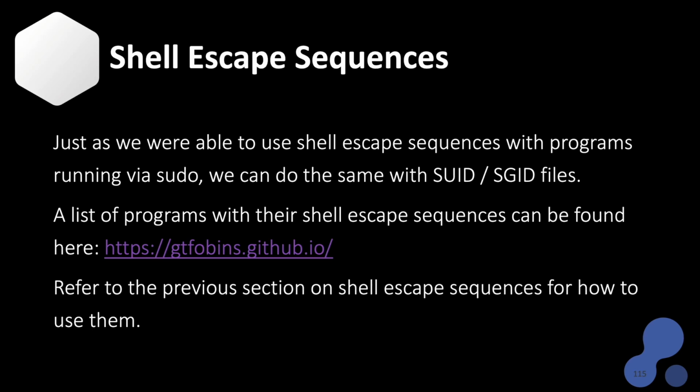Just as we were able to use shell escape sequences with programs running via sudo, we can do the same with SUID and SGID files. A list of programs with their shell escape sequences can be found at the GTFOBins website. Refer to the previous section on shell escape sequences for how to use them.